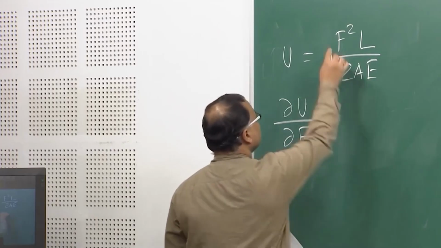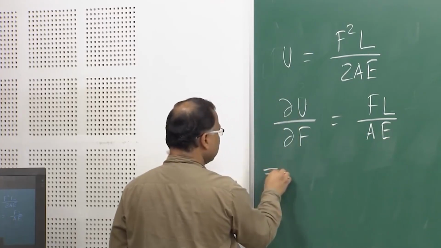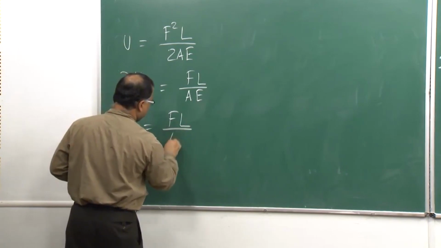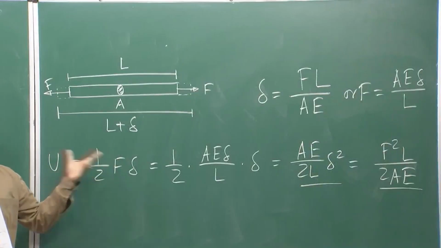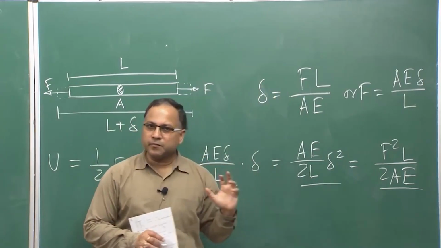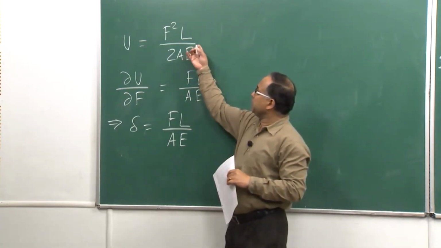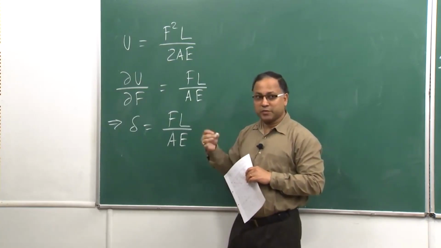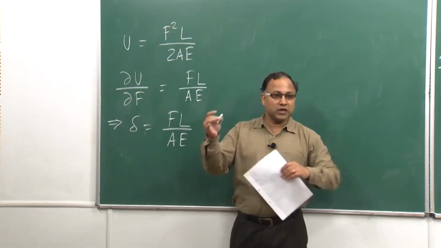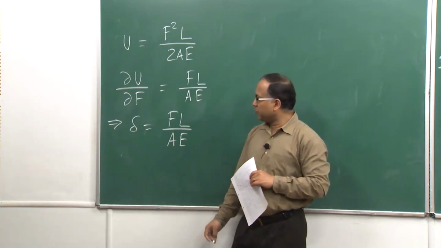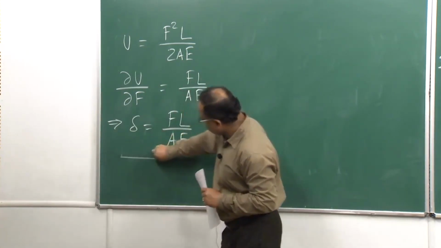So, del U del F is nothing but, if you see from here, and that already we know. Basically why I am showing this problem is because we know the solution, delta is equal to FL by AE. So, from Castigliano's theorem we have got it. If we manage to find out the strain energy of a particular system, then if we take the partial derivative with respect to that force along which we are concerned to find out the deflection or the deformation, then we can find it. This is coming from Castigliano's theorem.